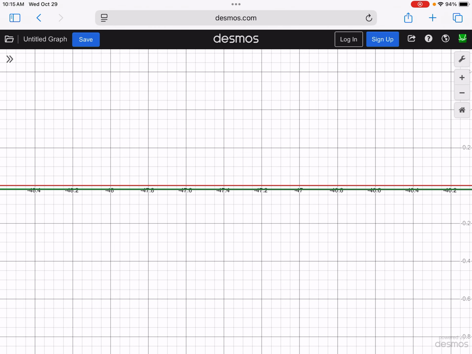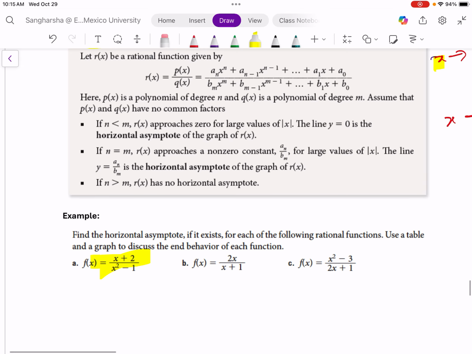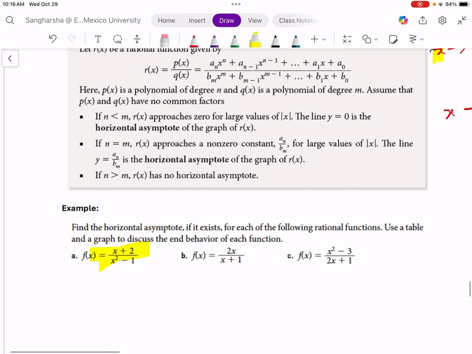It means when our x is very small or very large, the y, or the output, is very close to some number. And y equals to that number is our horizontal asymptote. There is a way to find the horizontal asymptote, and it depends on the degree of the numerator and the degree of the denominator.